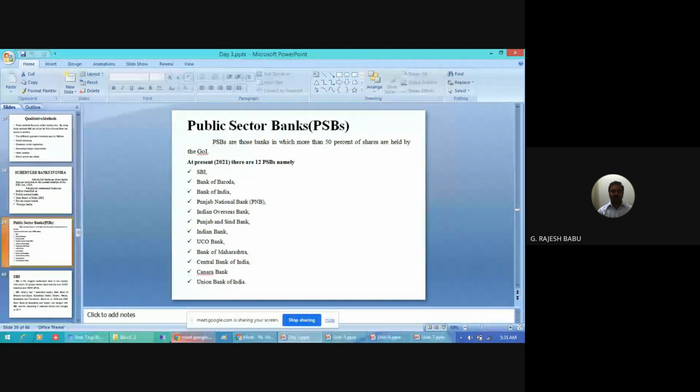12 public sector banks are there in India, namely State Bank of India, Bank of Baroda, Bank of India, Punjab National Bank, Indian Overseas Bank, Punjab and Sindh Bank, Indian Bank, UCO Bank, Bank of Maharashtra, Central Bank of India, Canara Bank, Union Bank of India. These are the 12 public sector banks.